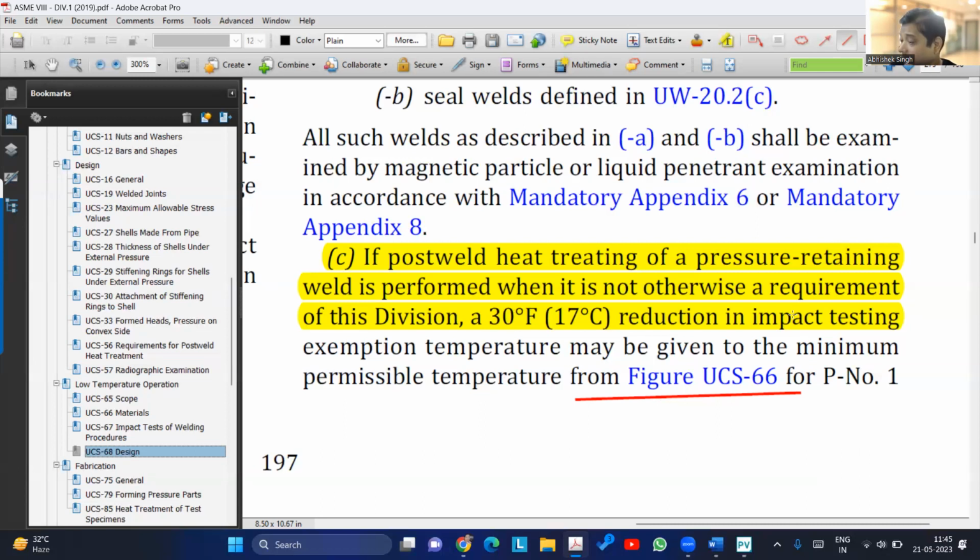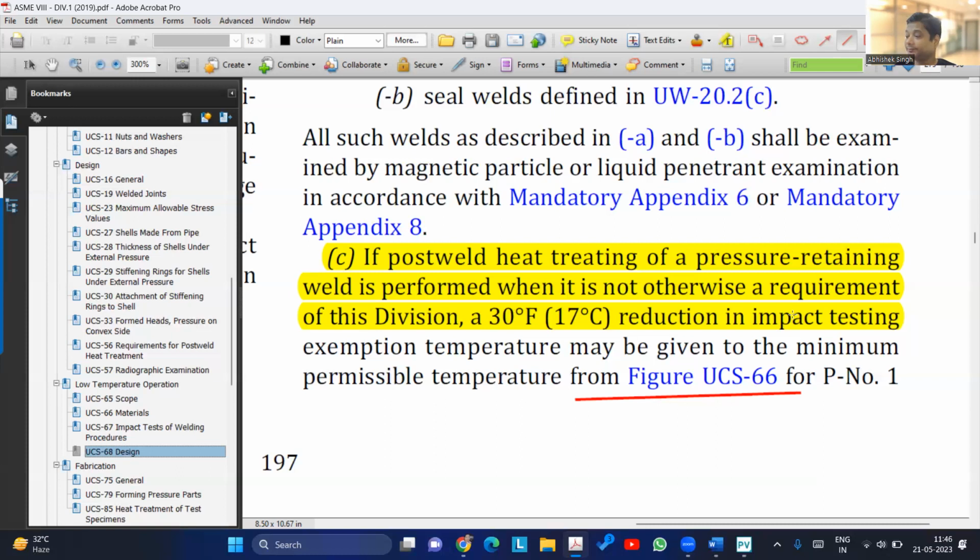Okay, that may be because of lethal service or sour service. So it's because of a process requirement or any other requirement that you are doing PWHT. In that case, the 17 degrees Celsius reduction in impact testing exemption temperature is applicable. In UCS 66, which we used, we got the exemption at a certain temperature. You can reduce it by minus 17 degrees Celsius. Let us say we got 0 degrees Celsius as per UCS 66. We can go up to minus 17 and will be exempted.